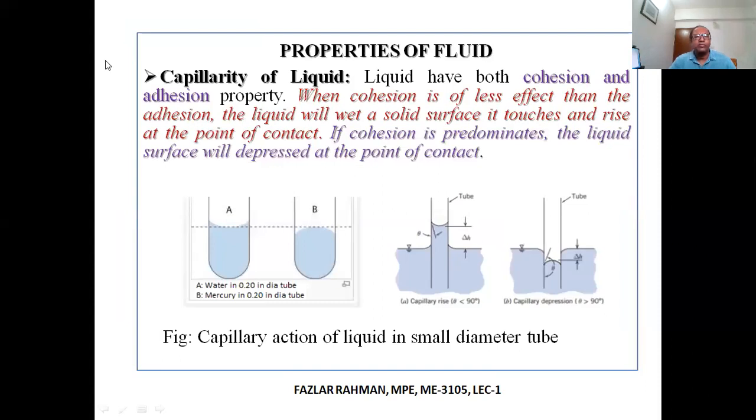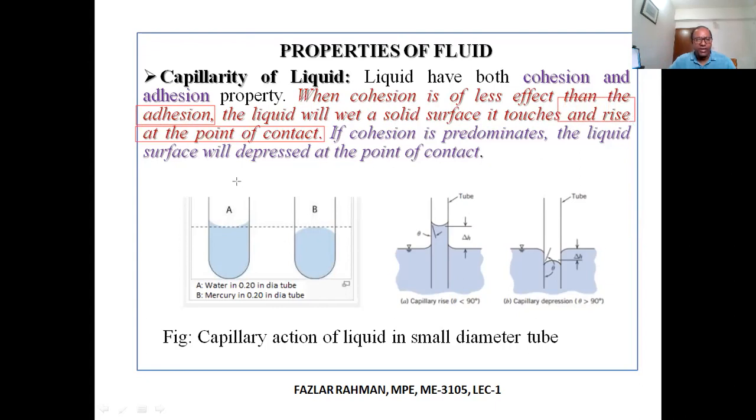Another property is the capillarity of the liquid. A liquid has both cohesion and adhesion properties. When cohesion has less effect than adhesion, what will happen? That means adhesion is dominant. If the liquid has more adhesion, it will wet a solid surface. Whatever it touches, it will try to stick to that wall and rise at the point of contact.